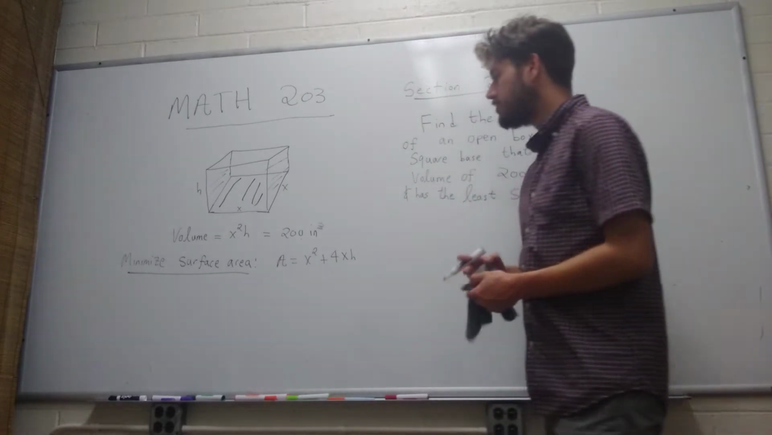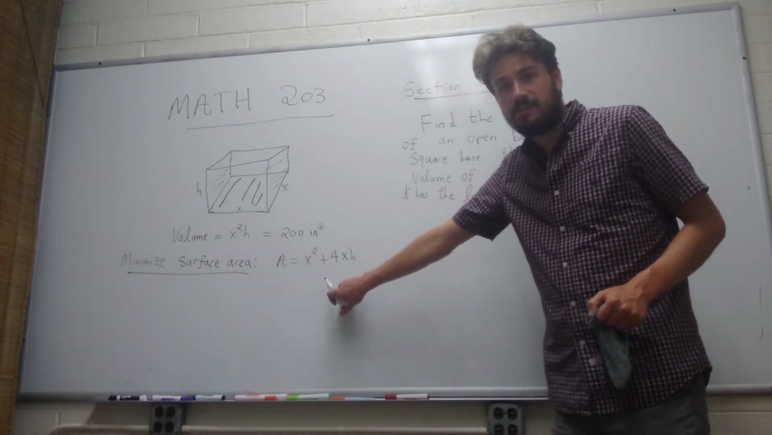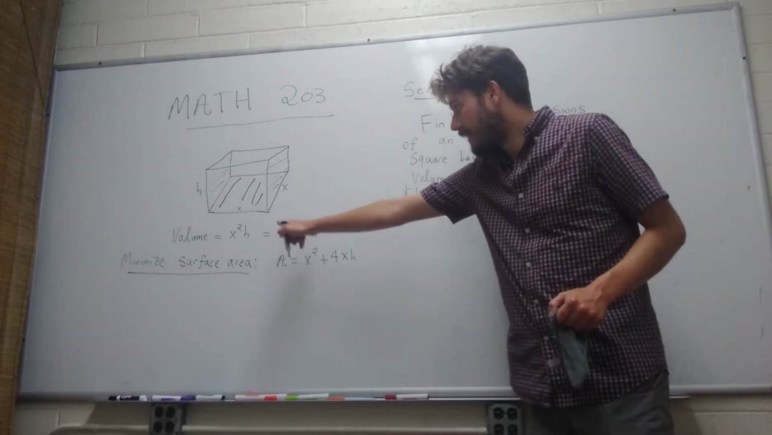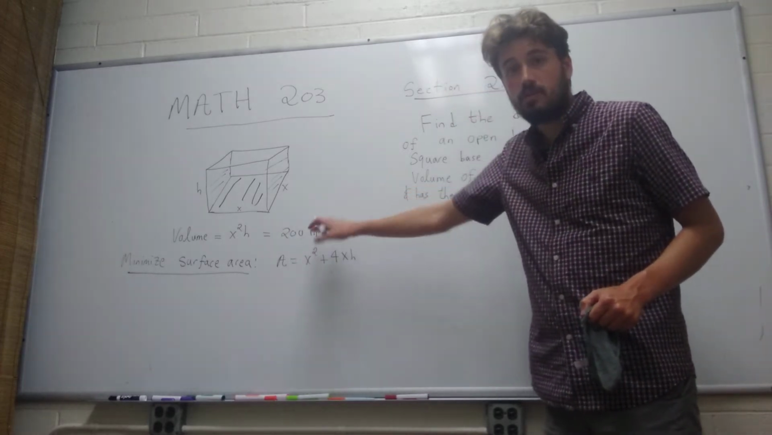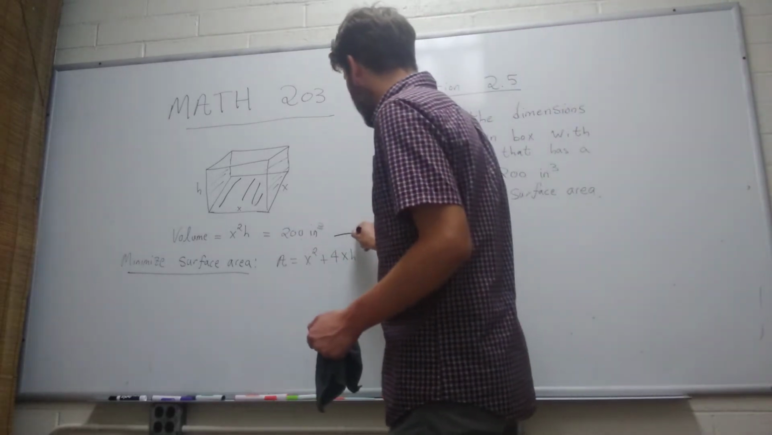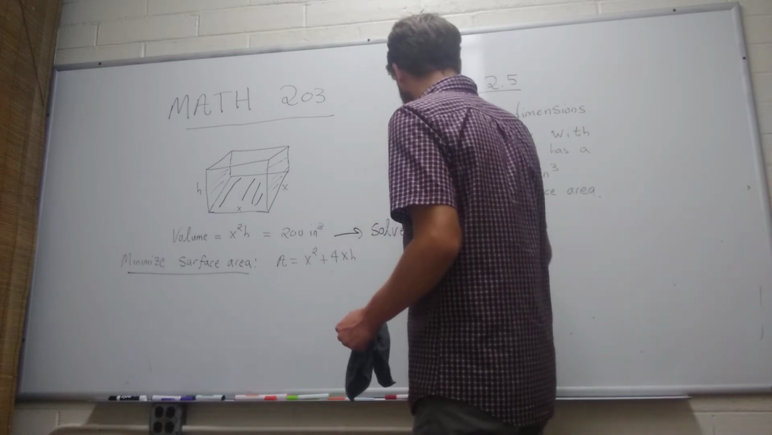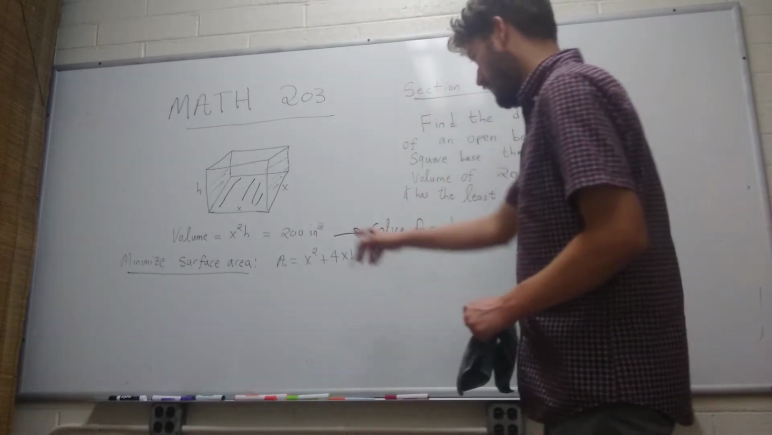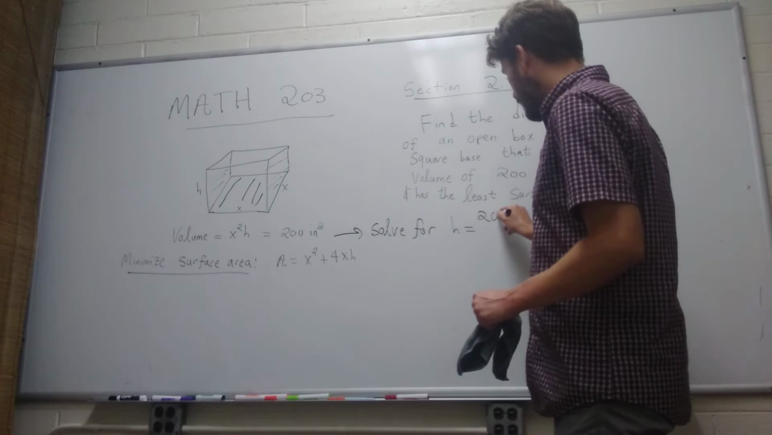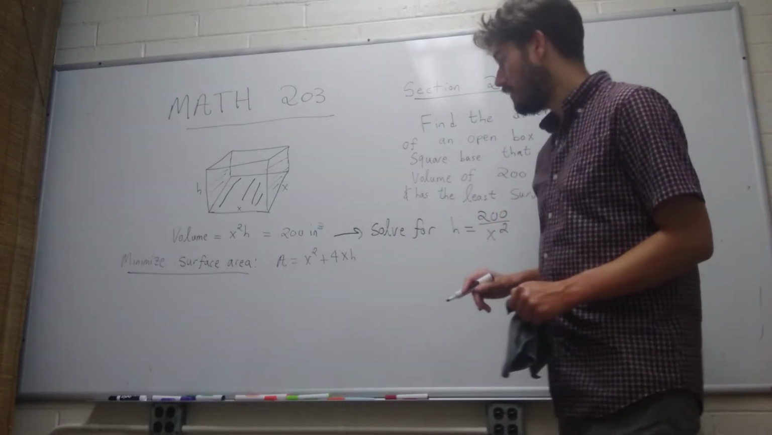So what is our job? Our job is to minimize this function. Now this is a function of x and h, but with this constraint, x squared times h is equal to 200, we can make it a function of x only. And how we do this, we can solve for h. What is h in terms of x? It's 200 over x squared.